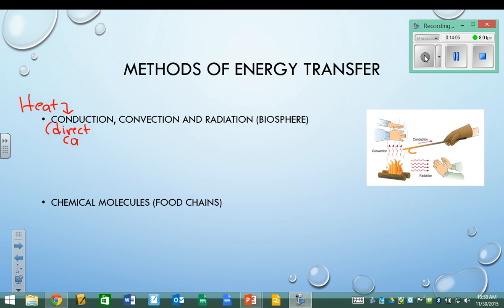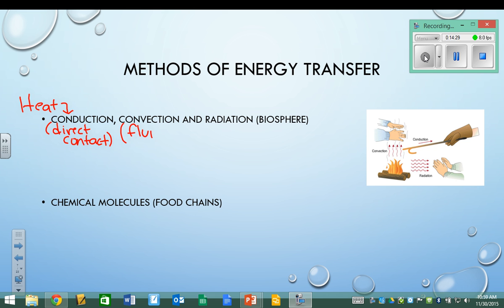Conduction is direct contact. On the little picture over there, there's a person holding a fire poker, but they've got a glove on, and that's because they're directly touching the fire poker, which is getting heated up, and the heat could be directly transferred from the fire poker to their hand.